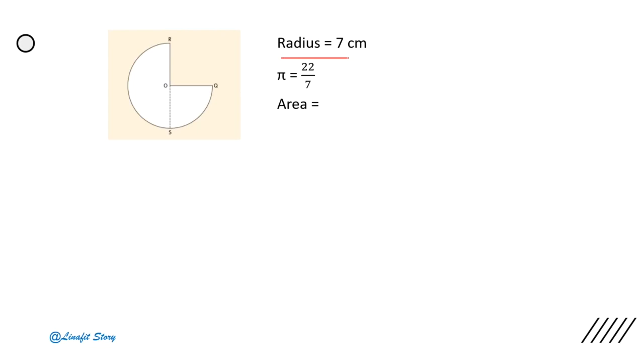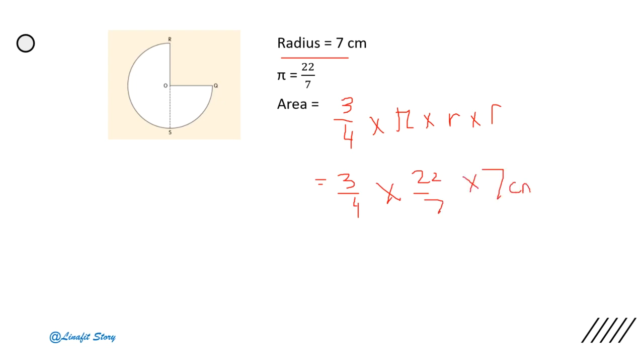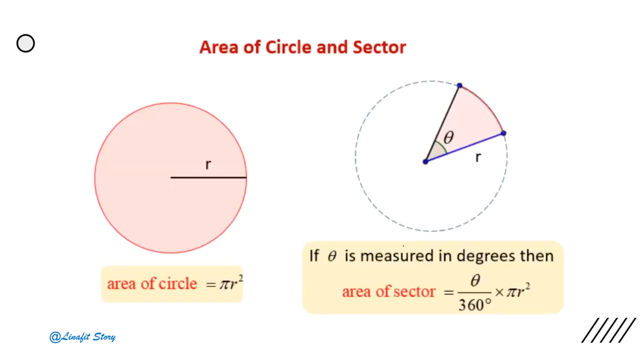The radius of a 3/4 of a circle is 7 cm. If pi equals 22 out of 7, find its area. So 3 out of 4 times pi times radius times radius. 3 out of 4 times 22 out of 7 times 7 cm times 7 cm equals 115.5 square cm.